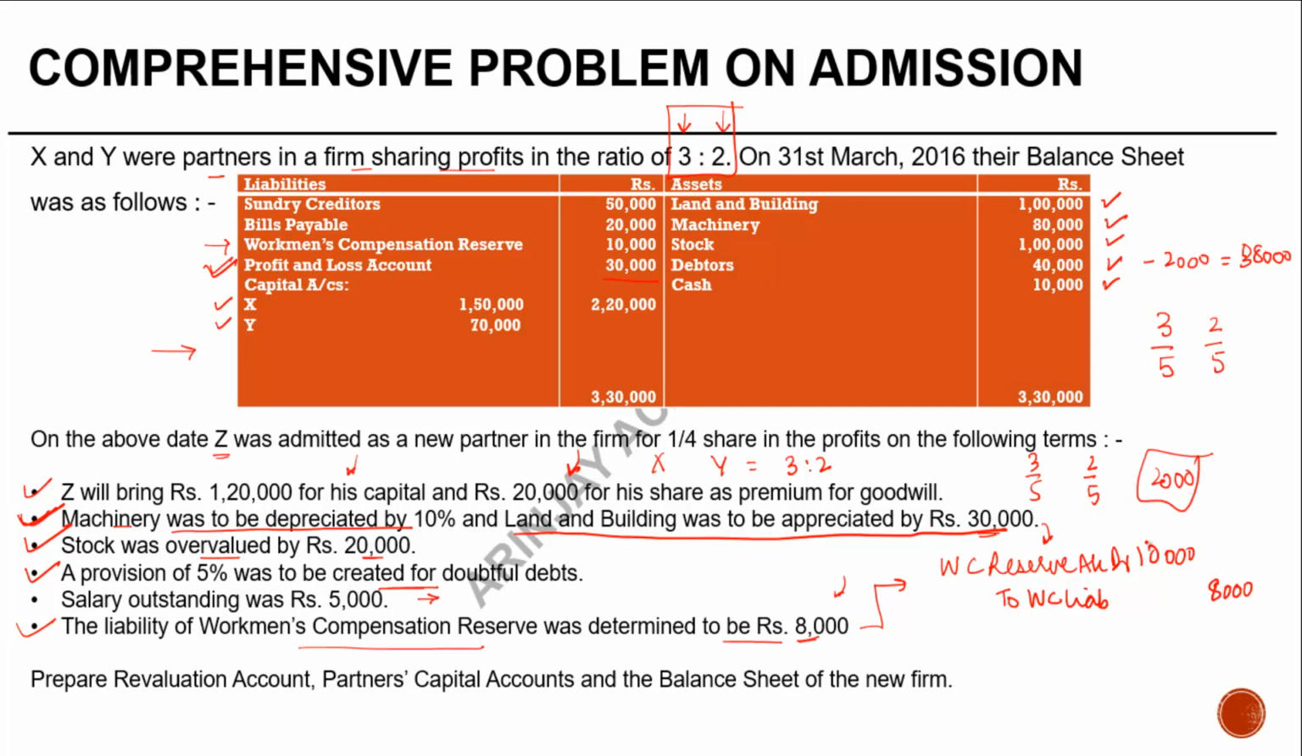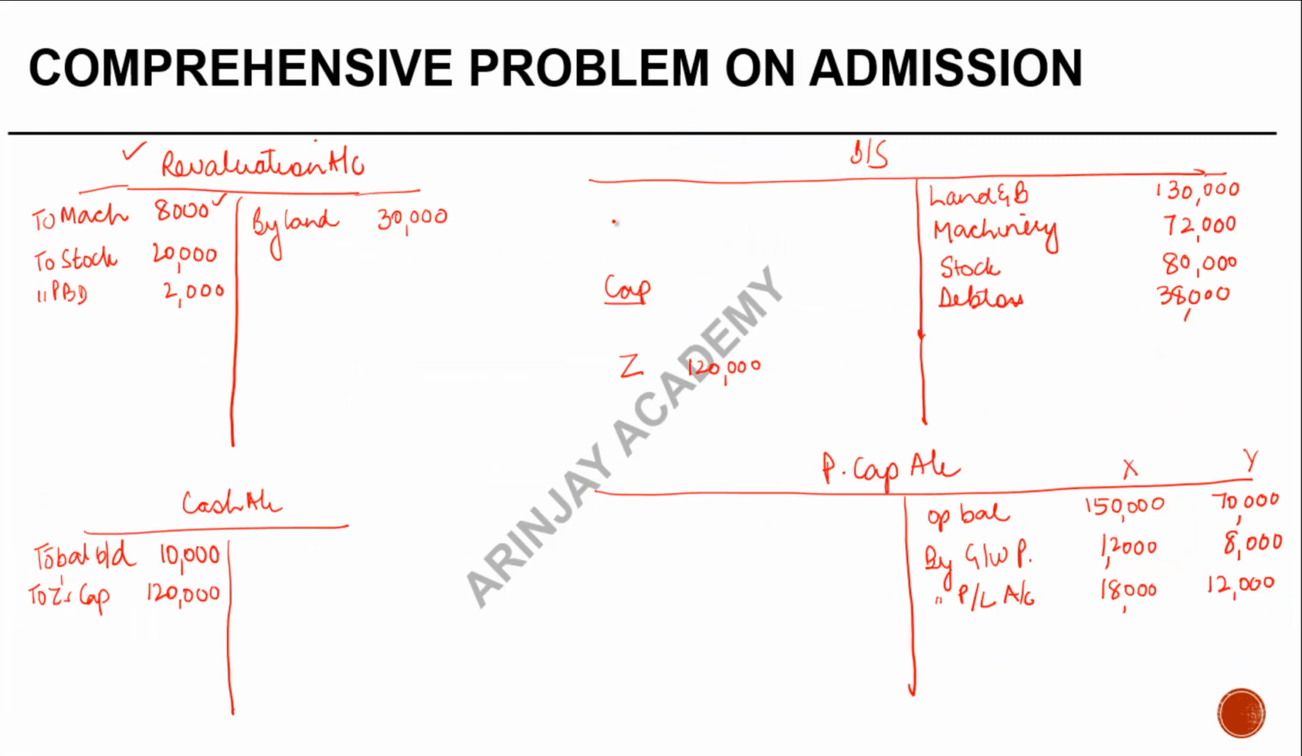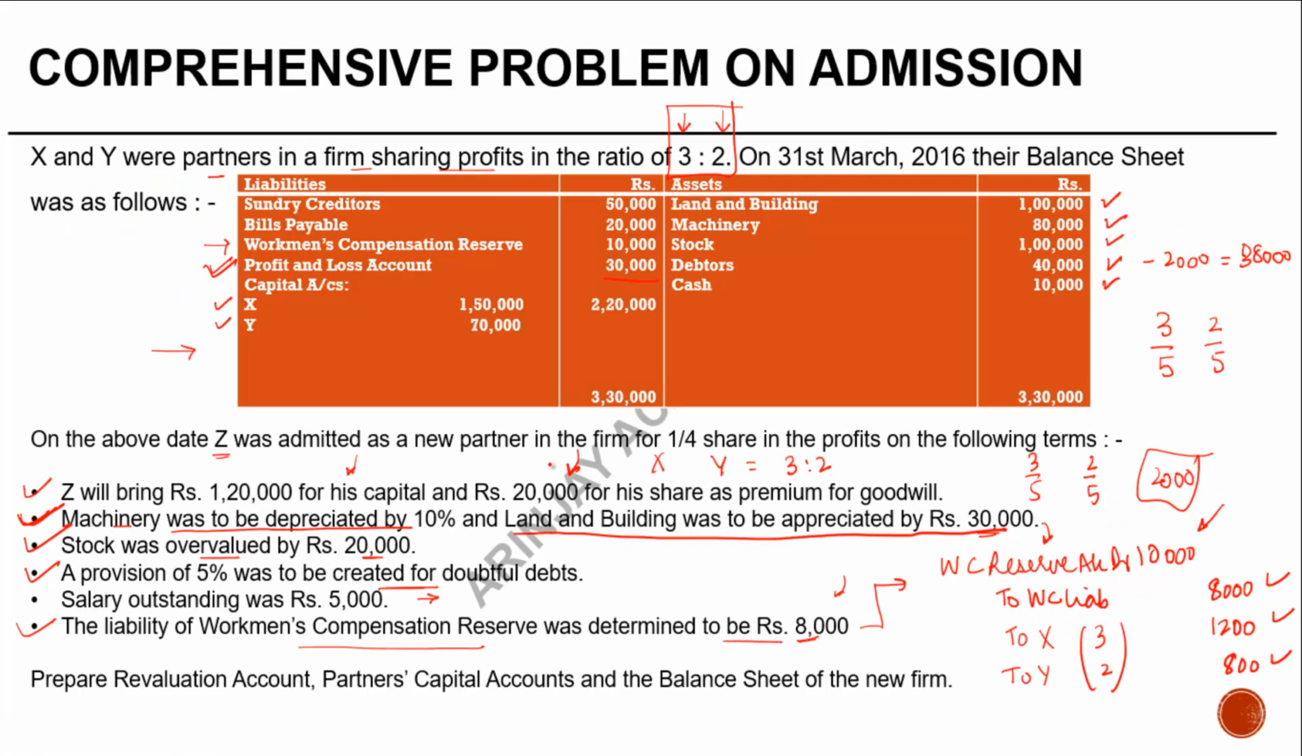Whom does this belong to? It belongs to the partners. So we will credit this to X and Y in the ratio of 3:2, which will give them 1,200 and 800 respectively, right? So this goes off. What comes instead is the liability for 8,000 and credit to X and Y of 1,200 and 800 respectively. So workman compensation liability of 8,000 comes here. By workman compensation reserve, 1,200 and 800 being the excess reserve will be passed here.